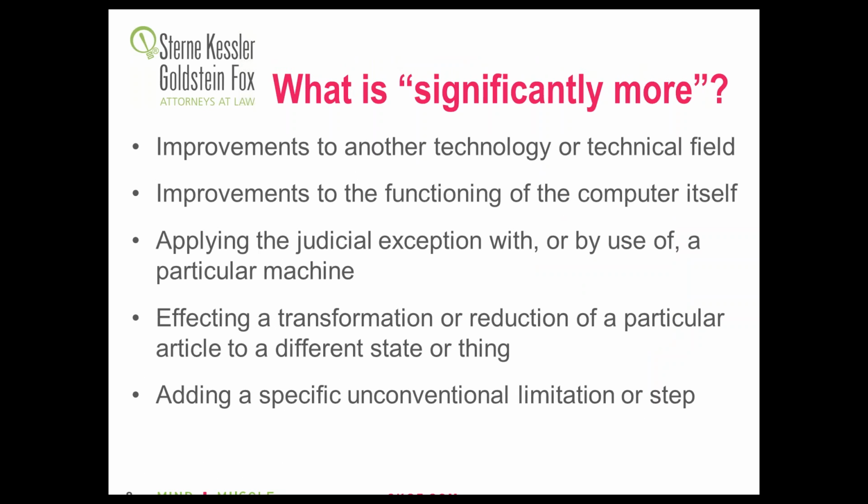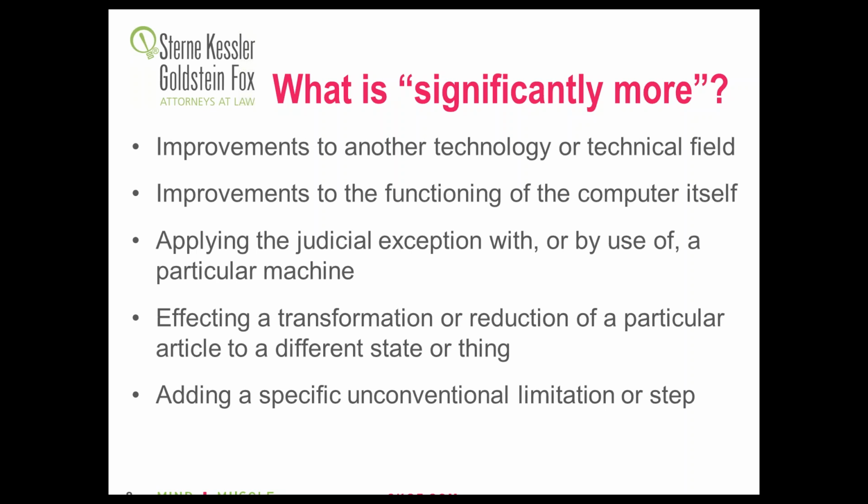So what is significantly more when part 2 of the Mayo test talks about significantly more? Well, it's a number of different things, and the interim guidelines outline a number of options for what could be significantly more. Now, the Alice case identifies a couple of these: improvements to another technology or technical field, improvements to the functioning of the computer itself, and this comes from the earlier guidance of Deere. Applying the judicial exception with or by use of a particular machine, and that's coming from P.L.C. And effective transformation or reduction of a particular article to a different state or thing, that's the well-known machine or transformation test, which we'll also go into in detail.